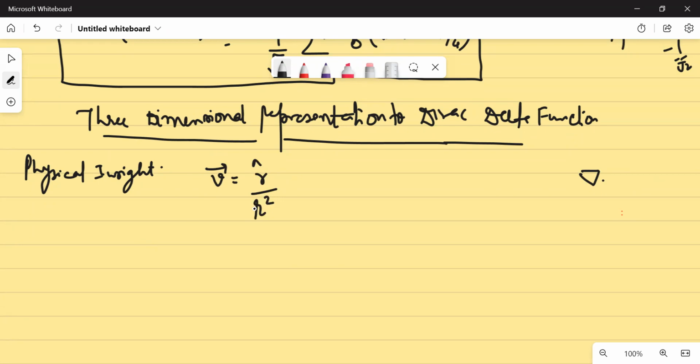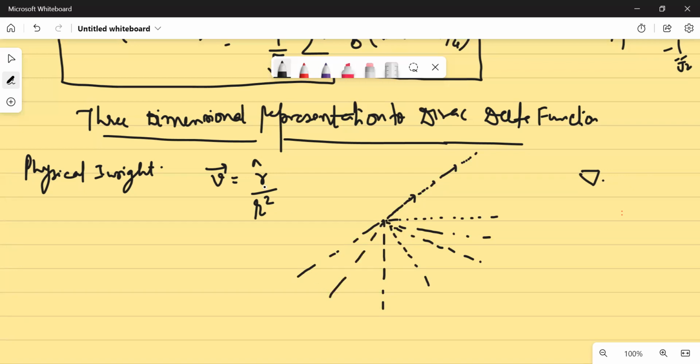Is that clear? If v vector is given by r cap upon r square, then you can clearly see that this vector field is dying out as r tends to infinity. So if I make a pictorial representation, as r increases to infinity, my vector field strength would decrease. But overall, this is a radially outwards vector field.